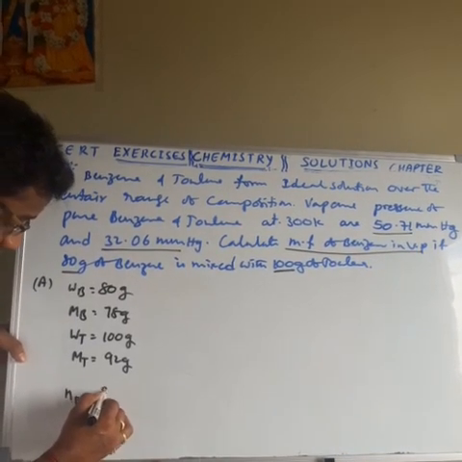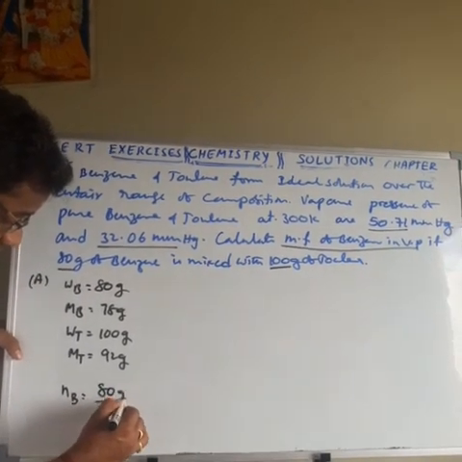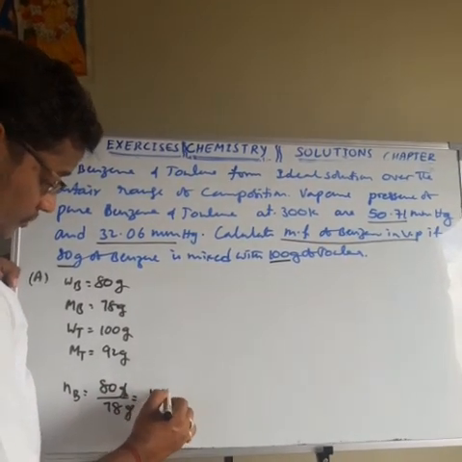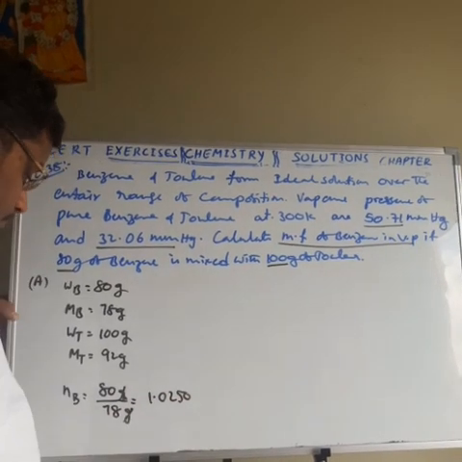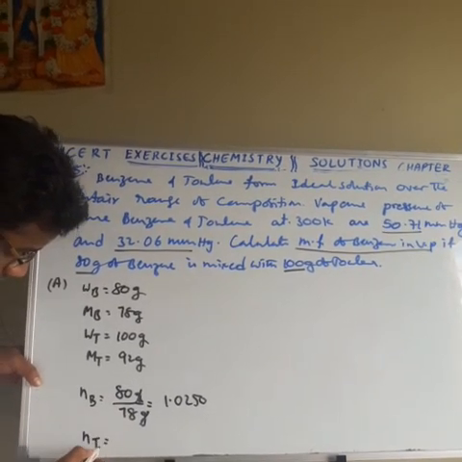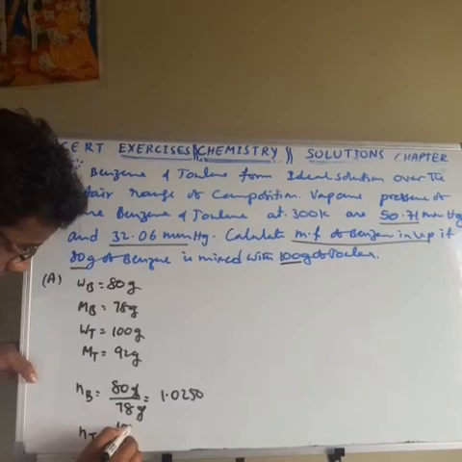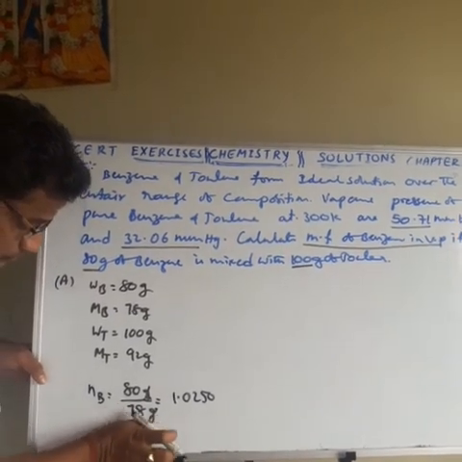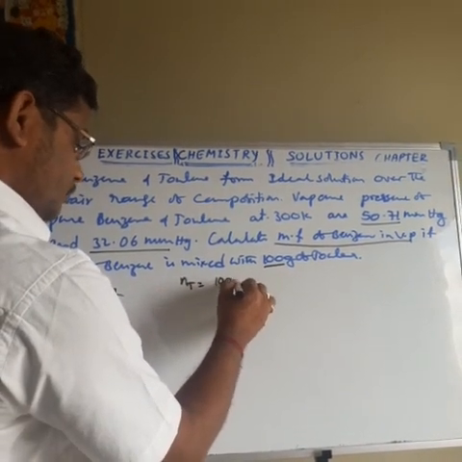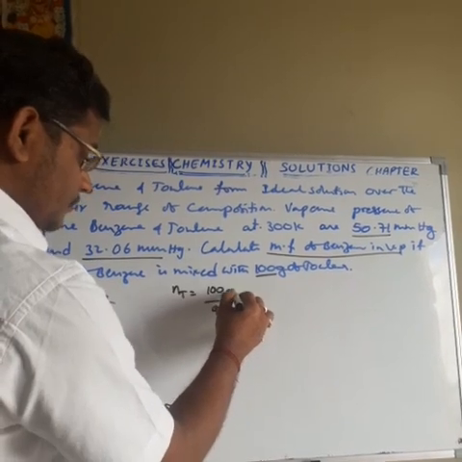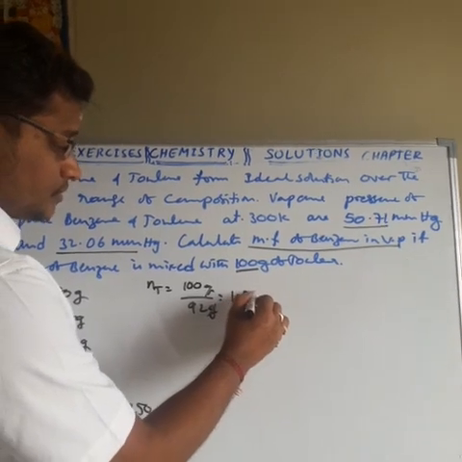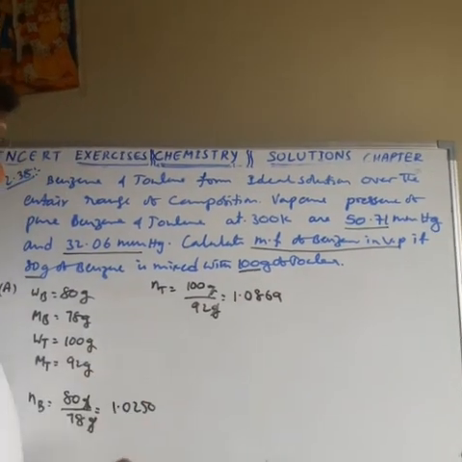Next, number of moles of benzene is 80 by 78. Calculating this value, 1.0250 will come. That is the number of moles of benzene. Like that, number of moles of toluene is weight of toluene divided by molecular weight of toluene. So here 100 by 92, its value is 1.0869. That is the number of moles of toluene.